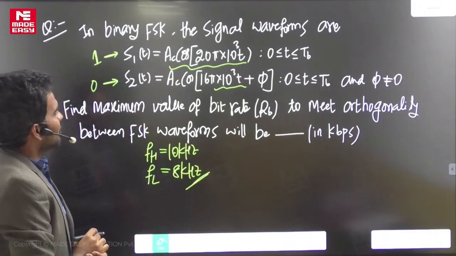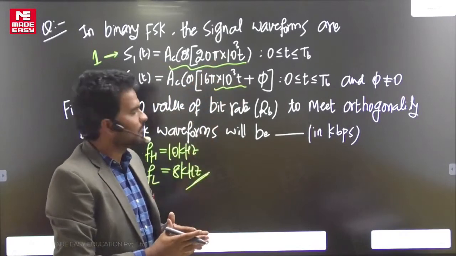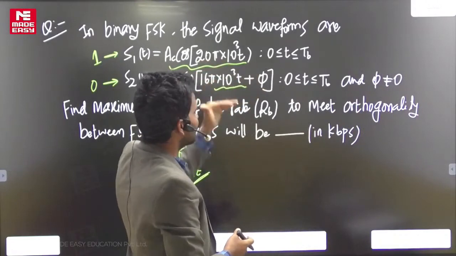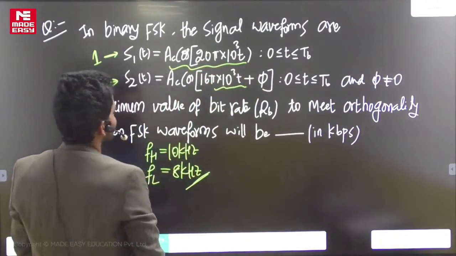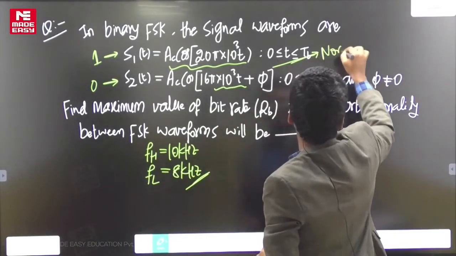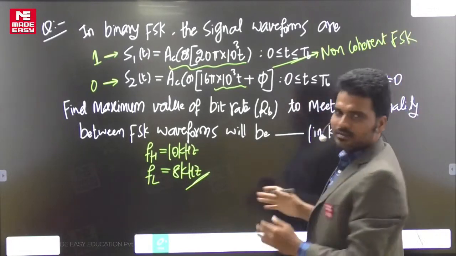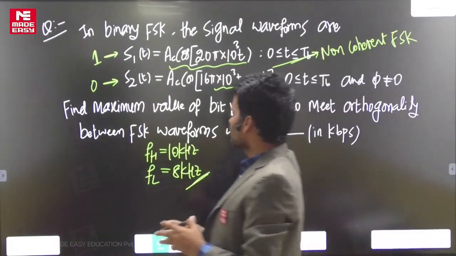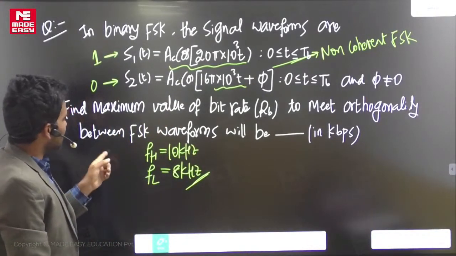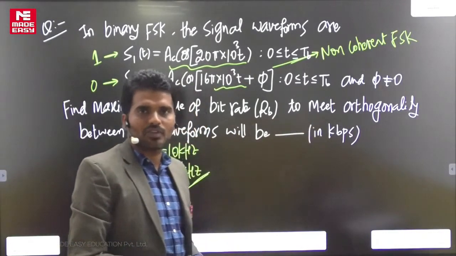And the question here is, between the FSK waveforms you can see some phase shift, and φ not equal to 0 means some finite phase shift exists between the FSK waveforms. If some finite phase shift exists between FSK waveforms, this FSK is called non-coherent FSK. Now we have to find the maximum value of bit rate to meet orthogonality between FSK waveforms, how many kbps.